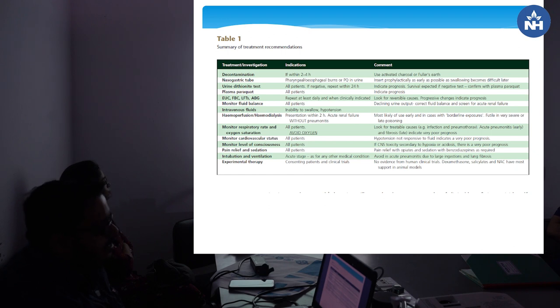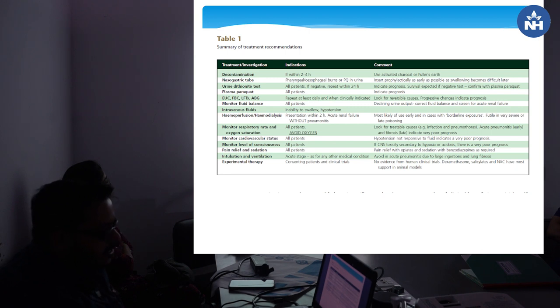Hemoperfusion or hemodialysis, if the presentation is within 2 hours, then most likely it is done in early cases. In late or severe cases with lung involvement, it is poor prognosis. In all patients, we should be trying to avoid oxygen. We look for treatable causes such as infection or pneumothorax. Acute pneumonitis and late fibrosis indicate very poor prognosis. Cardiovascular status, if the hypotension is non-responsive to fluid, it indicates a poor prognosis. If there is CNS toxicity, secondary to hypoxia or acidosis, poor prognosis.